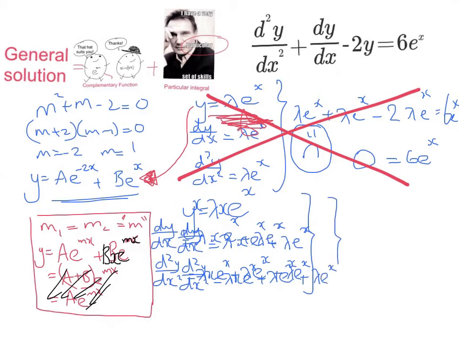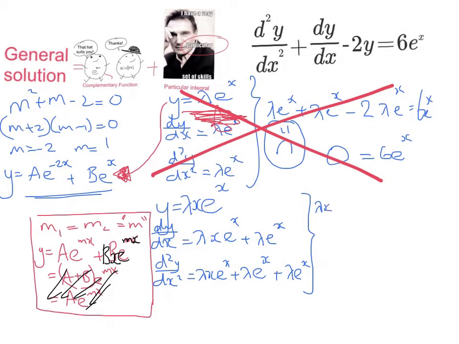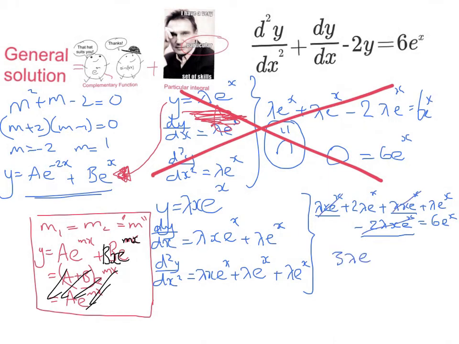And then if we stick all of these into the left-hand side, then we get second derivative, lambda x e to the x plus 2 lambda e to the x, plus first derivative, lambda x e to the x plus lambda e to the x, minus 2 of the original function, lambda x e to the x, and we want that to equal 6 e to the x. Now what have we got on the left? Well, we've got lambda x e to the x plus lambda x e to the x minus 2 lambda x e to the x. They're cancelling. That leaves us with 3 lambda e to the x, which we want to equal 6 e to the x.